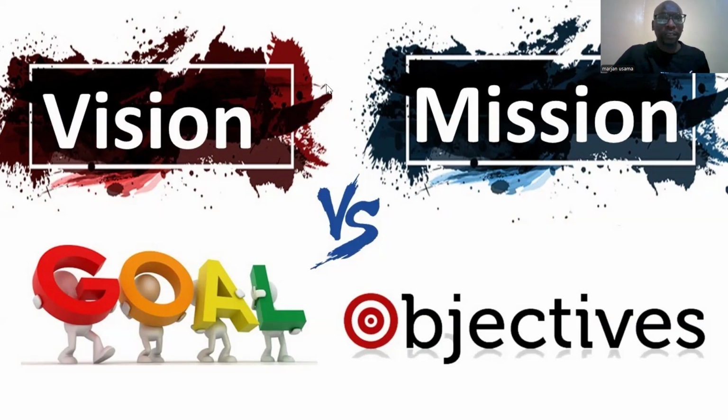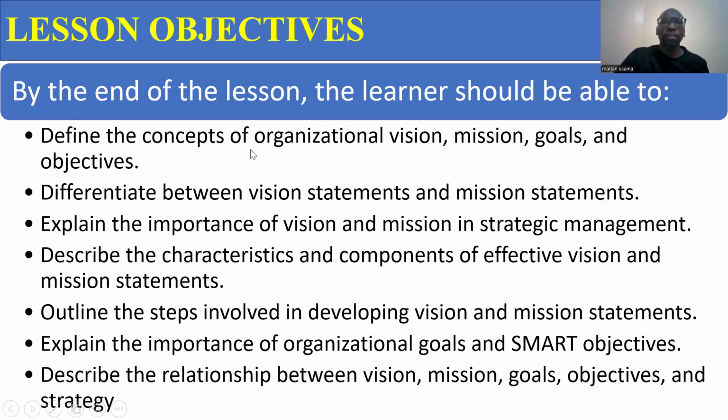Now, as we start our lesson today, we first of all will clarify the objectives. So these are going to be our objectives today. By the end of this lesson, you should be able to, number one, define the concepts of organizational vision, mission, goals, and objectives, differentiate between vision statements and mission statement, explain the importance of vision and mission in strategic management, describe the characteristics and components of effective vision and mission statements, outline the steps involved in developing vision and mission statement, explain the importance of organizational goals and SMART objectives. Then lastly, describe the relationship between vision, mission, goals, objectives, and strategy.